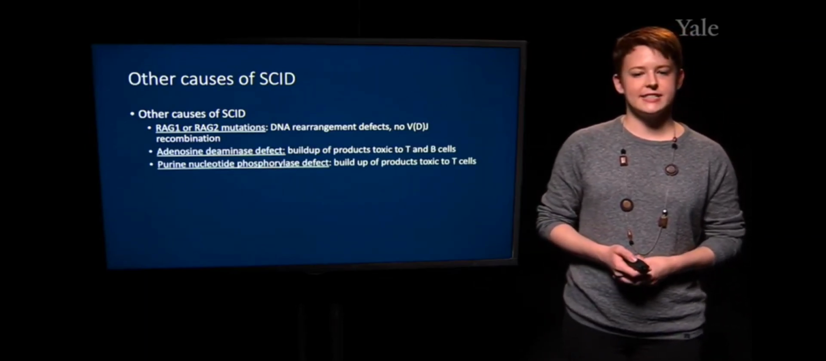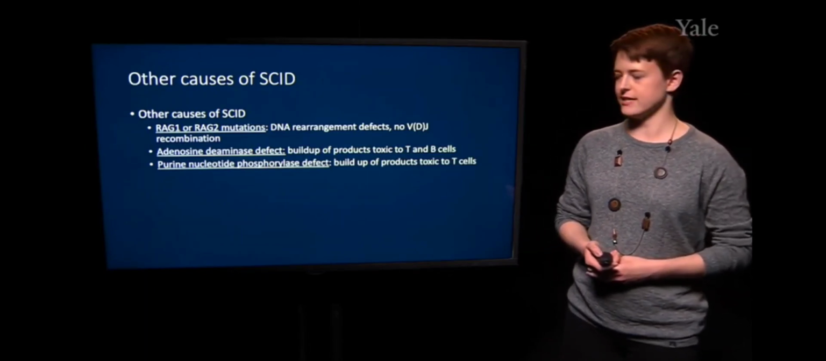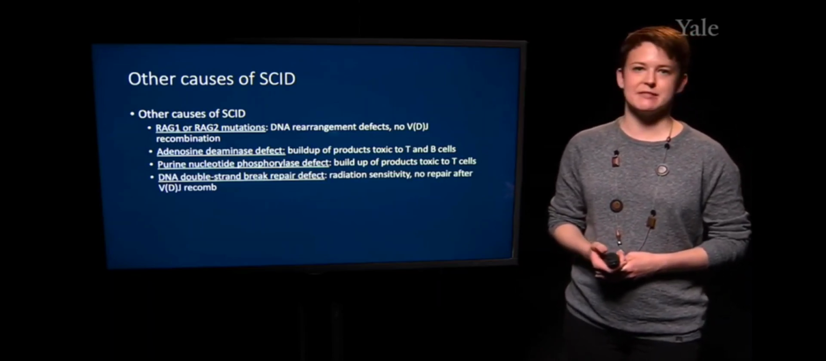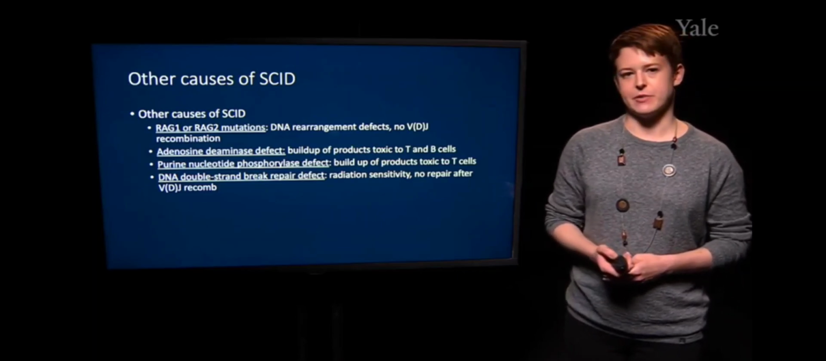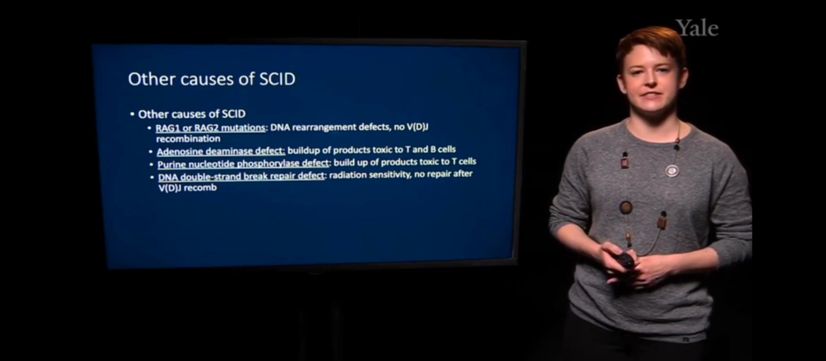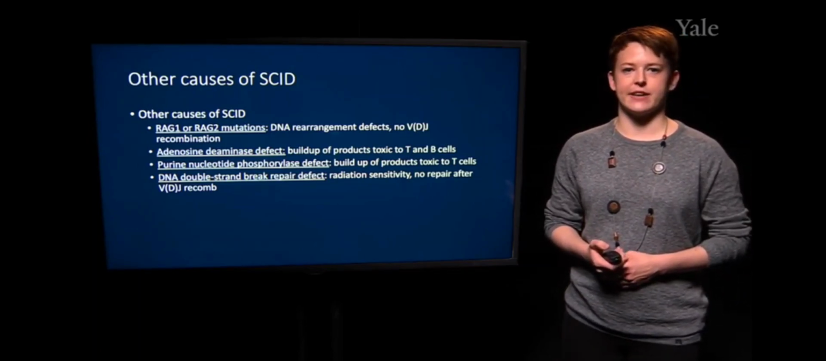And another defect that's similar to RAG1 and RAG2 is the DNA double-strand break repair defect. This is important because after VDJ recombination, DNA double-strand break repair is needed to put the DNA back together. So without this, the T cells cannot progress.